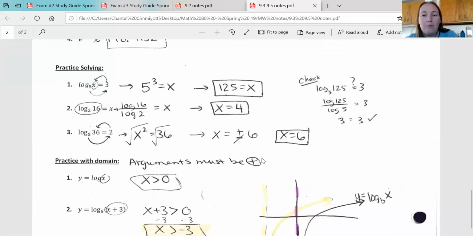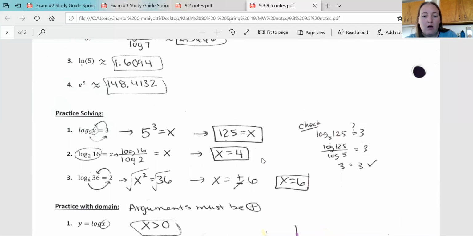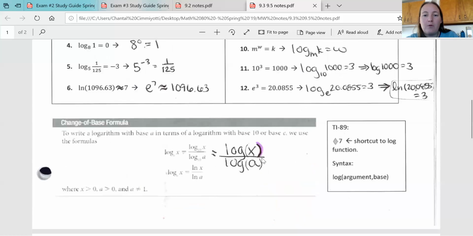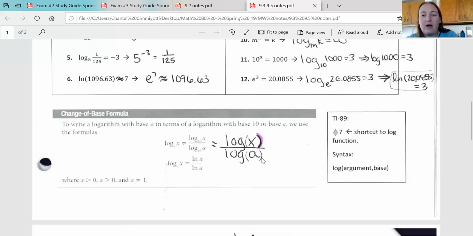So I hope that that helped a little bit. The scientific calculators, graphing calculators, if you need to look up where to find these buttons, just Google away, or feel free to message me and I can show you.